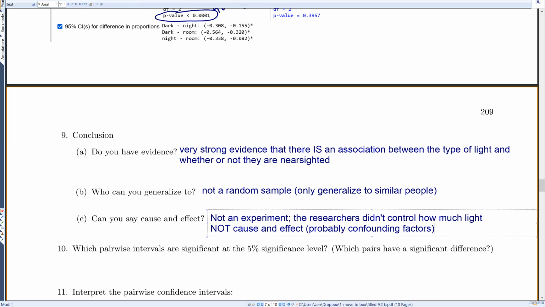Let's see. Which pairwise intervals are significant at the 5% significance level? Or like which pairs have a significant difference? So to do that, we just come back to our applet and we click this 95% confidence intervals. It will tell you these confidence intervals, and when they're statistically significant, it'll even put this little star there. But I prefer that you don't remember that. I want you to remember to check to see if 0 is in the interval. They're significant when 0 is not in the interval.